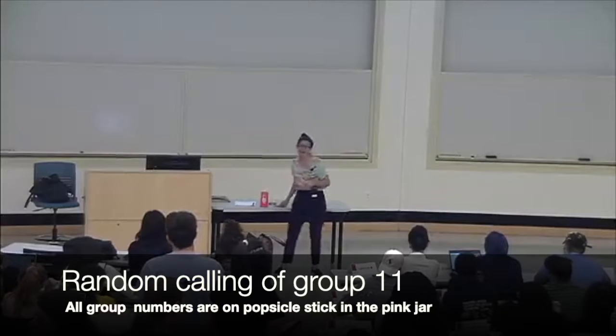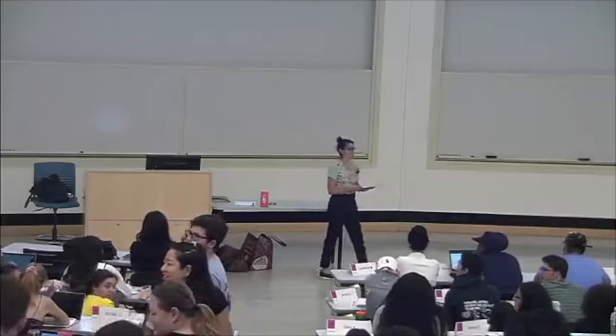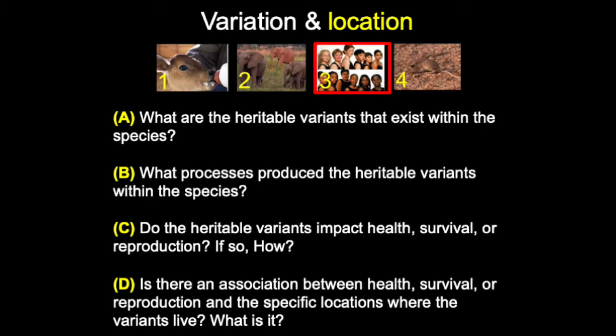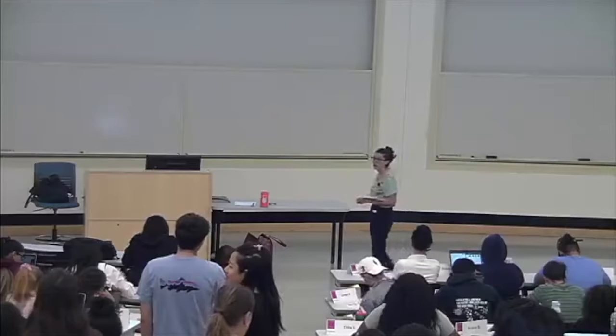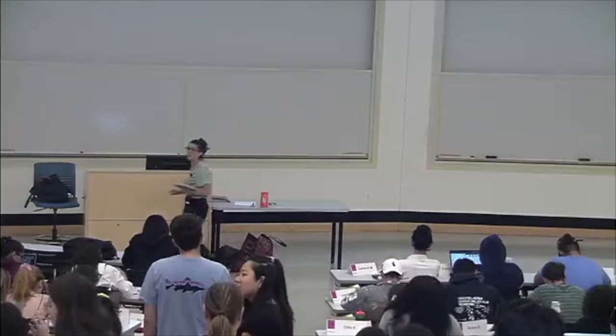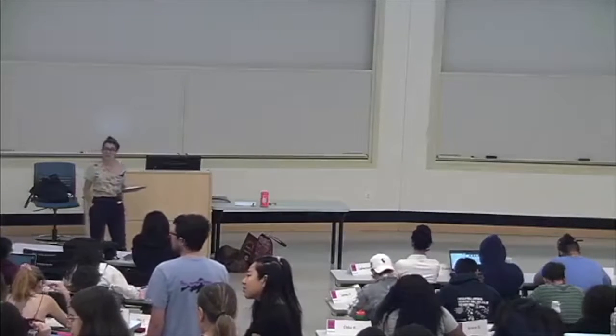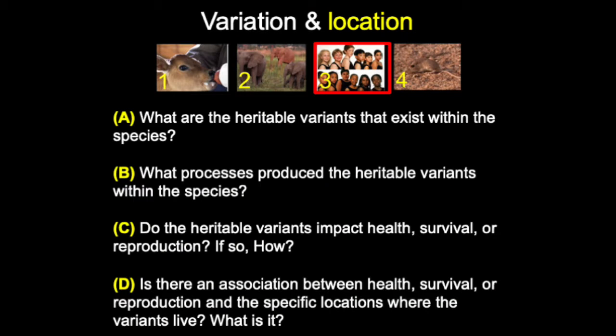Let's hear from group 11. And don't worry if you've got some holes in this picture. Okay, processes that produce the heritable variants within the species. I wrote natural selection in individuals with the more beneficial trait relative to their location. Like in the video, they explain how people living in harsher climates toward the equator have darker skin to deflect more of the UV radiation that comes from the sun.